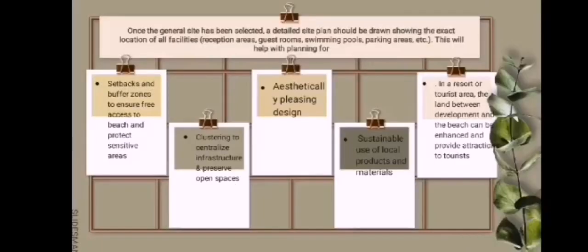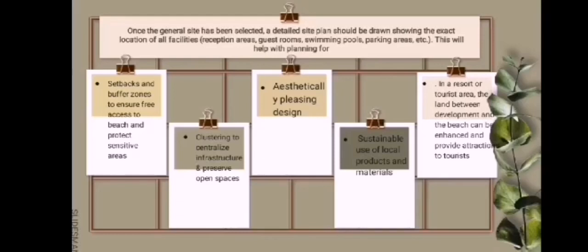along the beach. So once the general site has been selected, a detailed site plan should be drawn showing the exact location of all facilities like the reception areas, guest rooms, swimming pool, parking areas, etc., because this will help with planning for the setbacks and buffer zones to ensure free access to the beach and protect the sensitive areas, avoiding further incidents or natural disasters that might happen.